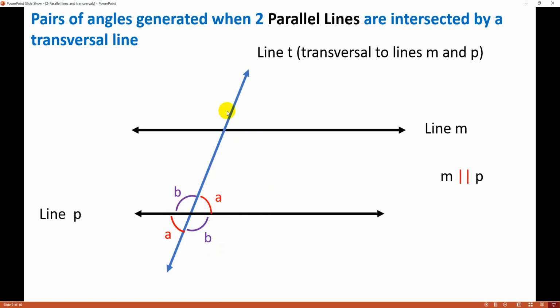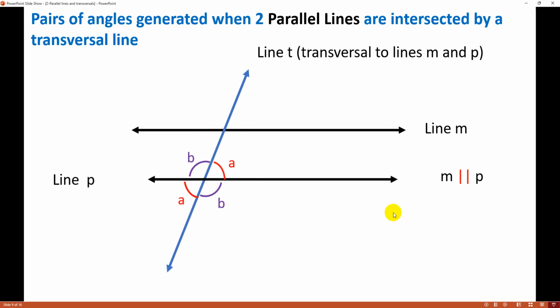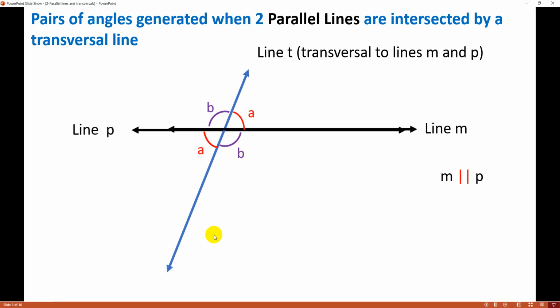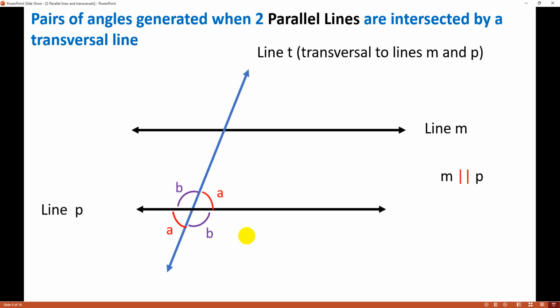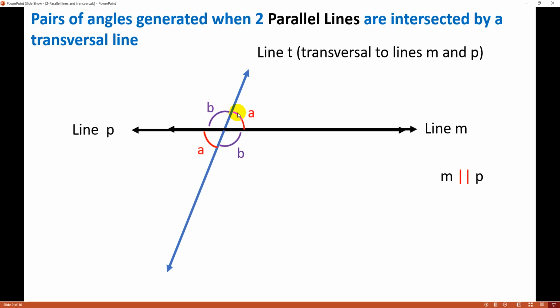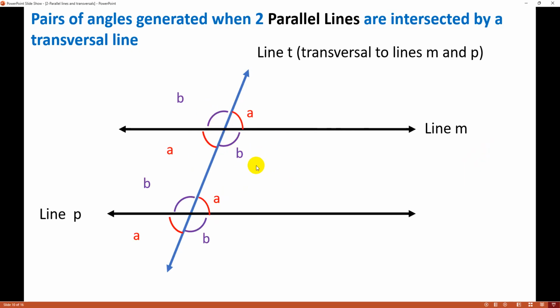Now let's take a look at these four angles on the upper part. If we move the angles from the lower part up, we see that they overlap with the upper part. And the reason why is because these two lines, M and P, are parallel. So again, when we move the line P all the way up, we realize that A and B repeat in the upper part. So we have a situation where if we know one angle, A, we can know the angle B because it's supplementary. A plus B are 180.